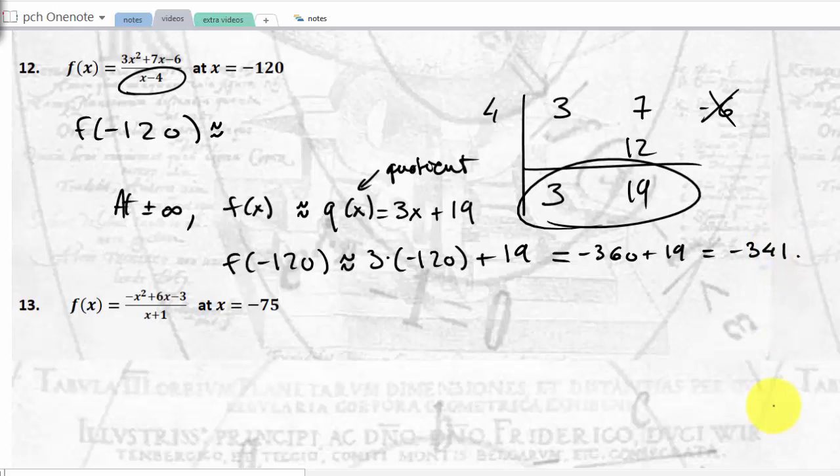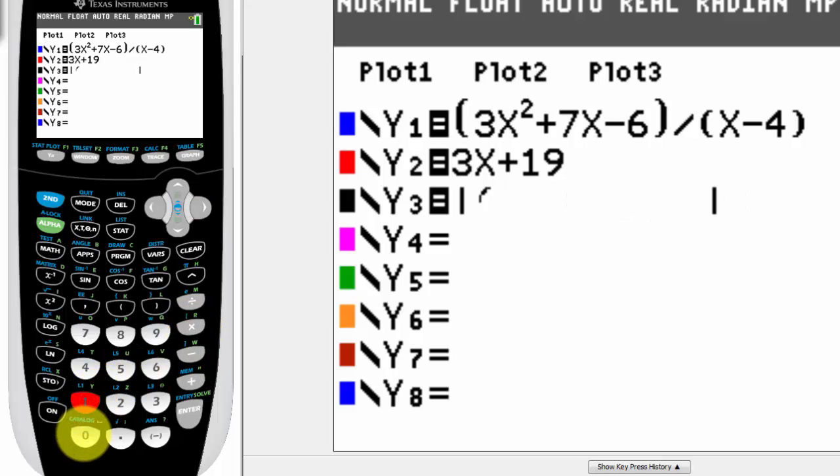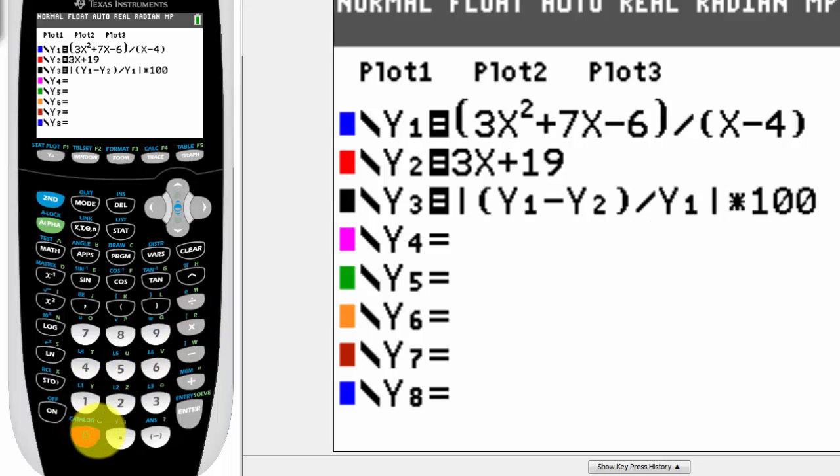Oh, percent error. Okay, let's do that very quickly. So folks, look at that. In y1, I have my exact function, right? In y2, I have the asymptote at plus or minus infinity, and in y3, I have almost the percent error. I forgot to multiply by 100. So let's multiply this by 100 just to have a percent, right? Right now, if I don't multiply by 100, it's just out of 1. So here we go, out of 100.